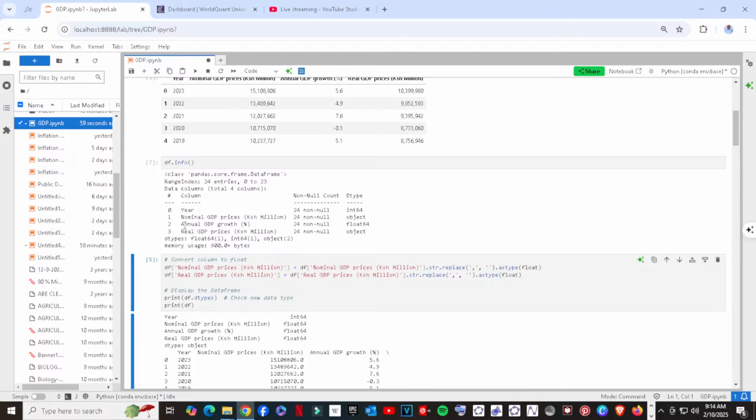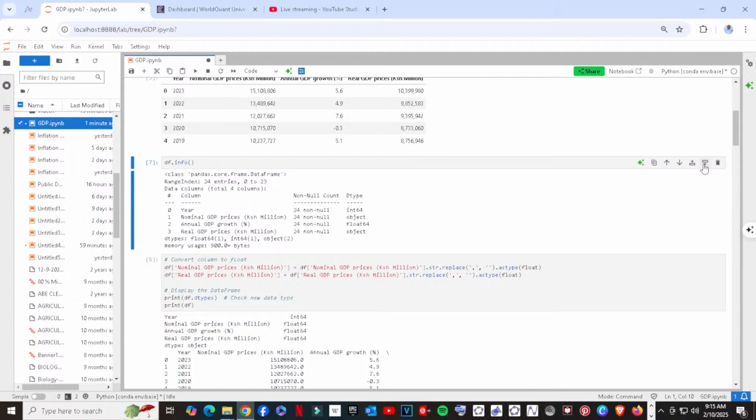So once I do that, I get the types as you see. Here we see that nominal GDP prices are shown as object, and annual GDP growth is shown as float, so that is rightly placed. But real GDP prices are also shown as objects, though we can see their values. The only mistake here is that the commas should be removed. So I want to show the consequence of having these commas, those characters, in the data frame.